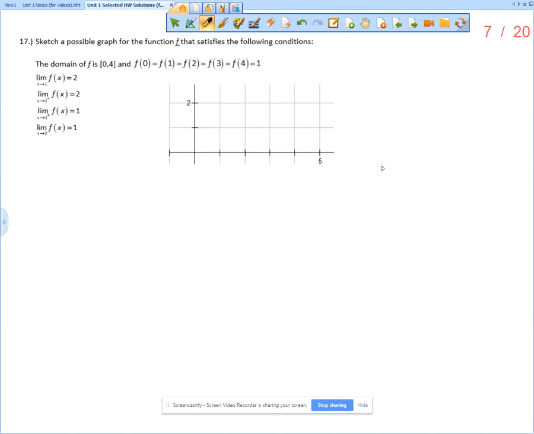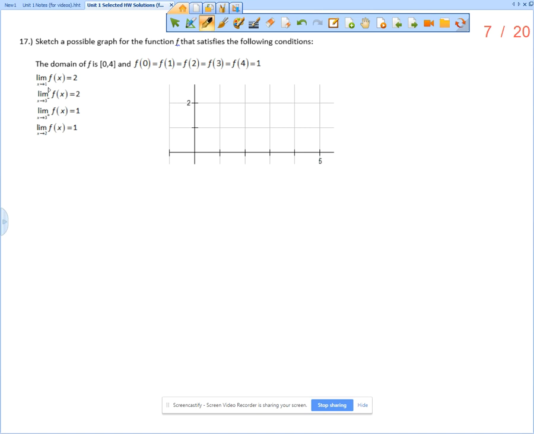This is the solution video for problem number 17 from section 1.3 homework. The directions here say sketch a possible graph for the function f that satisfies the following conditions. The domain of the function is 0 to 4 inclusive, and f of 0 equals f of 1 equals f of 2 equals f of 3 equals f of 4, which equals 1.